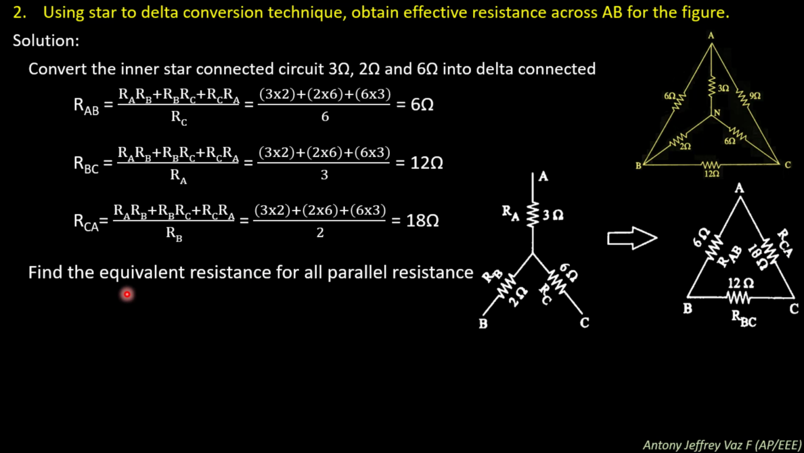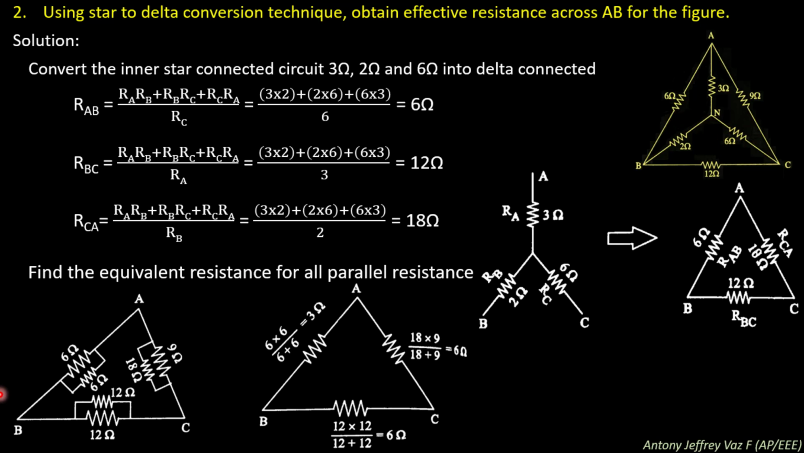Next, you are going to find the equivalent resistance for all the parallel resistances. So you need to draw this delta connected into this delta. How you need to do here is this one is like this. Okay, here A, B, C, that is the 6 ohm, 9 ohm and the 12 ohms are similar to here, 6 ohms, 9 ohms and 12 ohms.